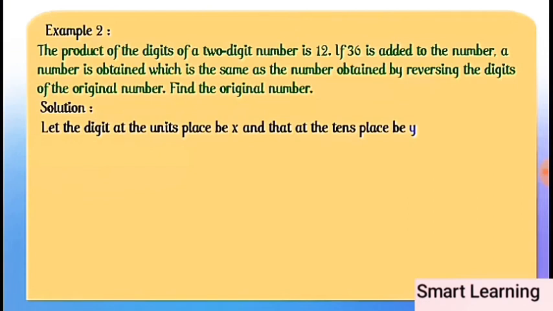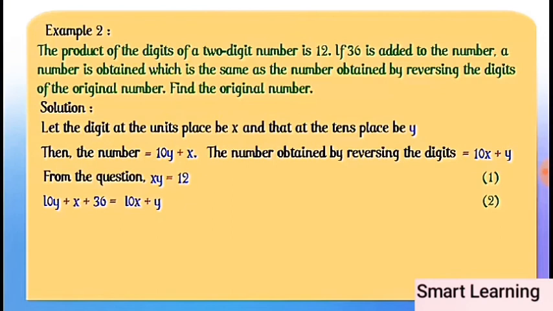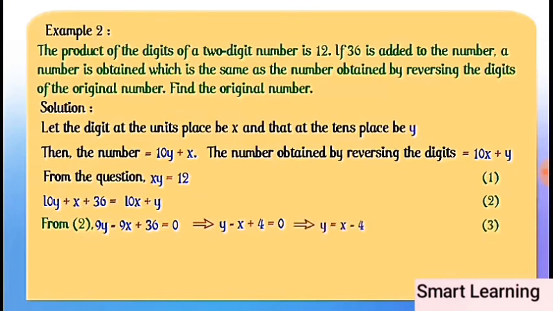Let the digit at the units place be x and that at the tens place be y. Then the number is equal to 10y plus x. The number obtained by reversing the digits is equal to 10x plus y. From the question, xy is equal to 12, count this first. 10y plus x plus 36 is equal to 10x plus y, count this second. From second, 9y minus 9x plus 36 is equal to 0. This implies y minus x plus 4 is equal to 0. This implies y is equal to x minus 4, count this third.